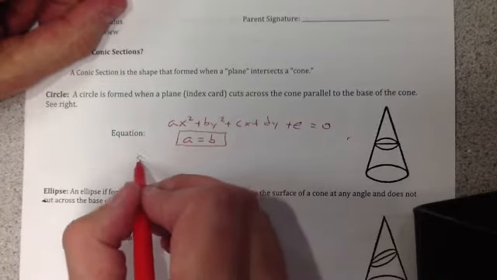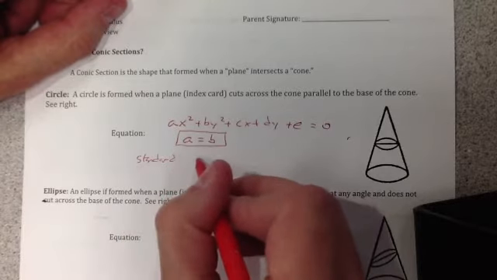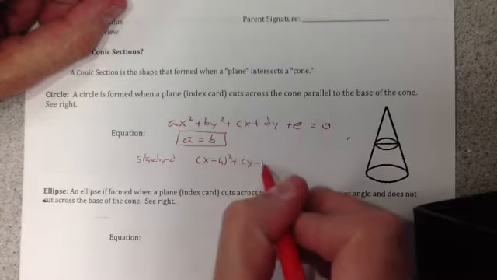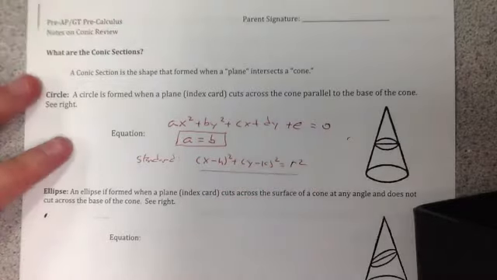In standard form, we get (x minus h) squared plus (y minus k) squared equals r squared. And we're going to talk about this later on today.